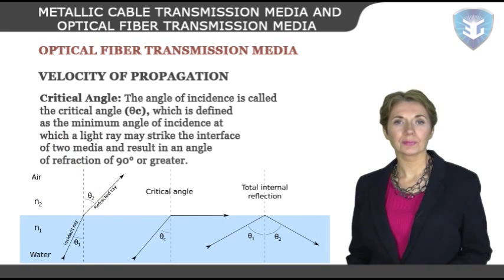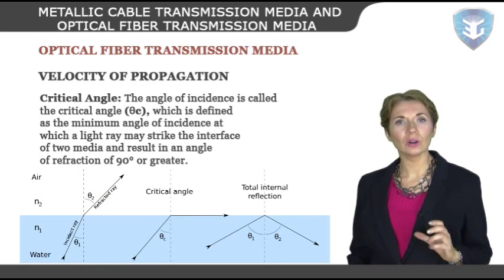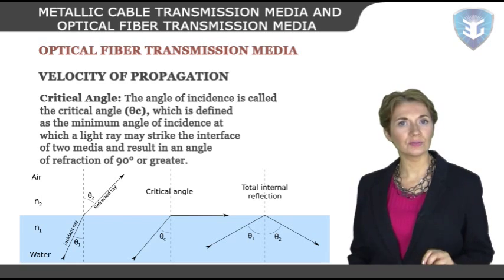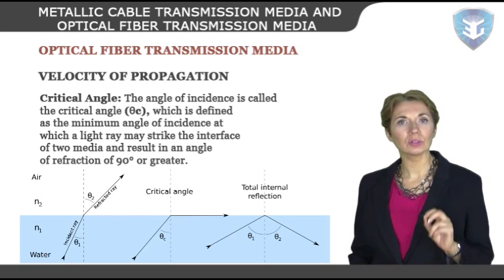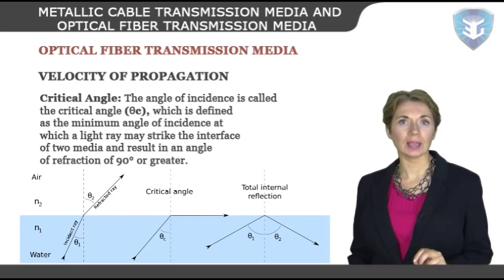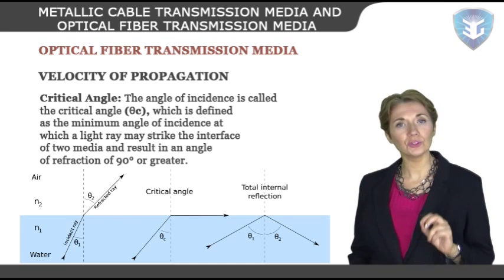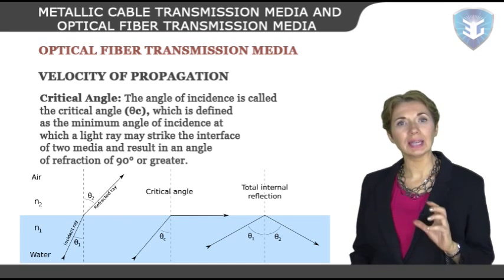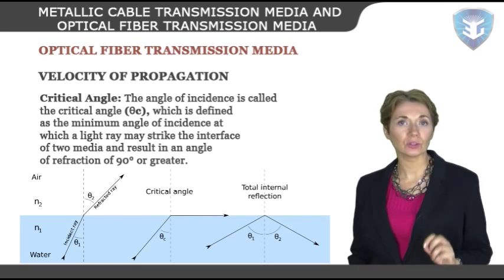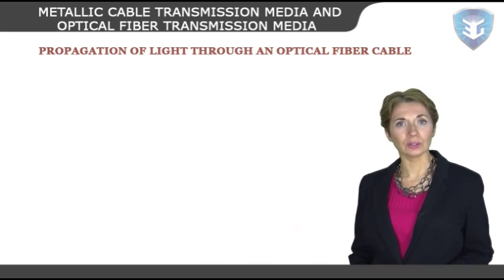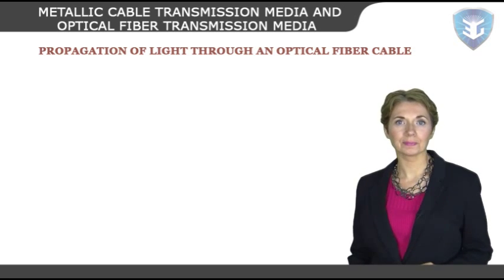Critical angle. The angle of incidence is called the critical angle, which is defined as the minimum angle of incidence at which a light ray may strike the interface of two media and result in an angle of refraction of 90 degrees or greater. Let's now look at the propagation of light through an optical fiber cable.